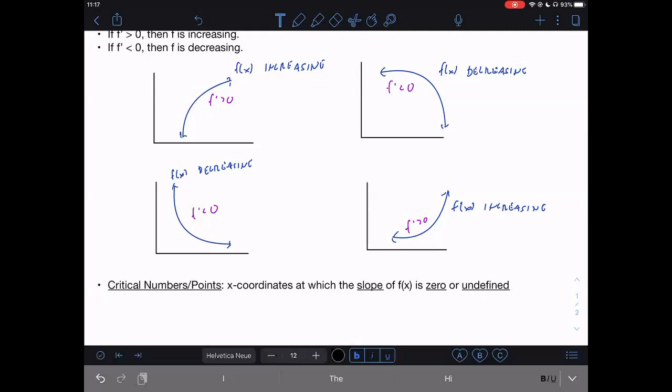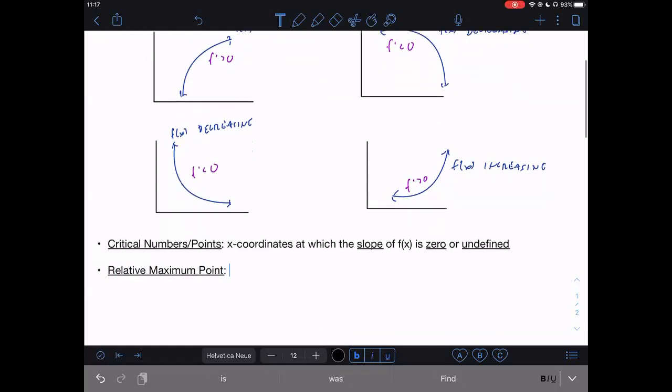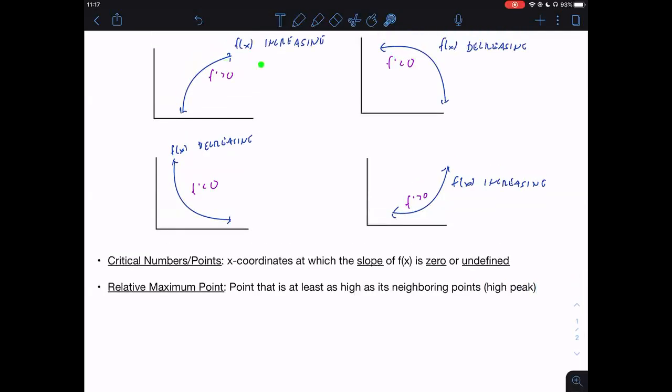All right, and we're going to be using these critical numbers, these points in which the slope becomes 0, to help us identify what's known as relative extremas. And we have two types of relative extremas. We have a relative maximum and a relative minimum. The relative maximum point is a point of our function of x that is at least as high as its neighboring points. In other words, it is the highest peak of the function relative to the other points that surround it.